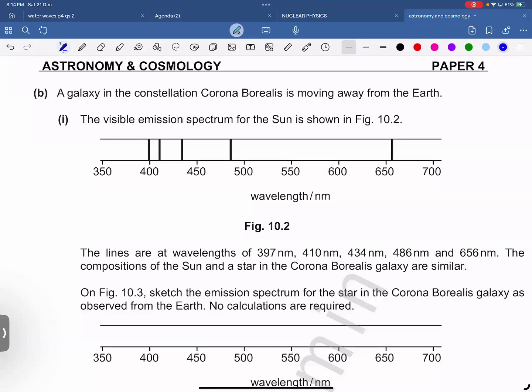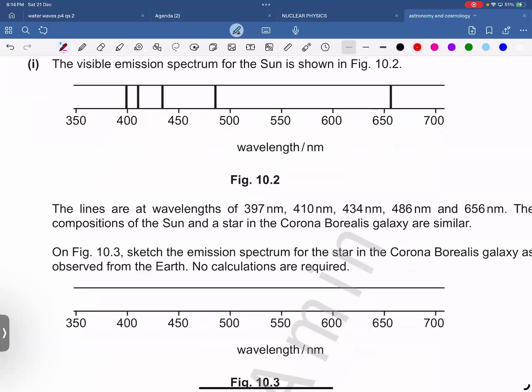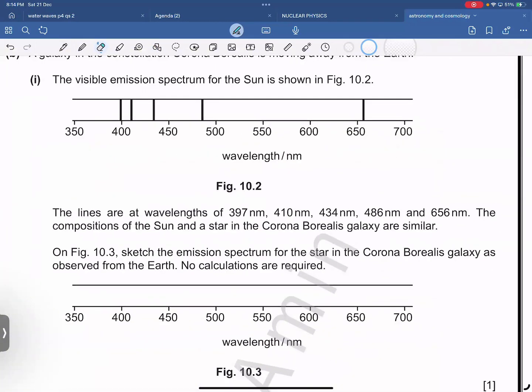On the figure, sketch the emission spectrum lines of the star in the Corona galaxy as observed from Earth. No calculation needed. Moving away, redshifted. Redshifted means shifted towards longer wavelength. All those lines, wherever they are, shift all of them by the same amount to the right side, my dear students. Yes or no? 397, sir. So it will be longer now. The pattern you should keep the same. Good. Next.